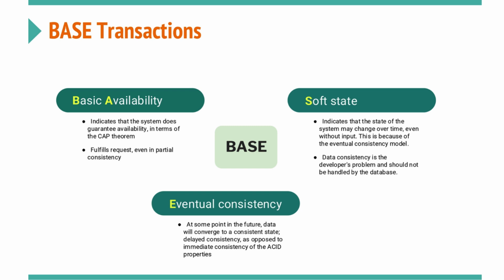Next, soft state. This indicates that the state of the system can change over time, even without any new input from a user. Why? Because of the eventual consistency model. Data might be changing in the background as the different nodes are synchronizing with each other. In this model, data consistency becomes the responsibility of the application developer, not the database itself.